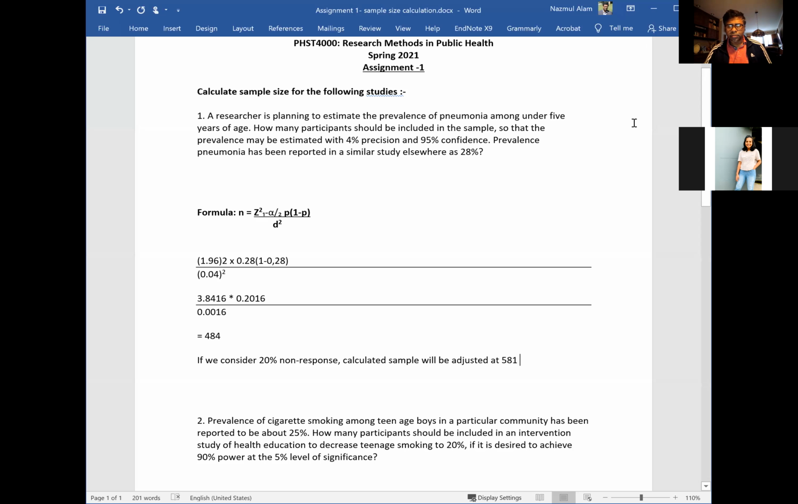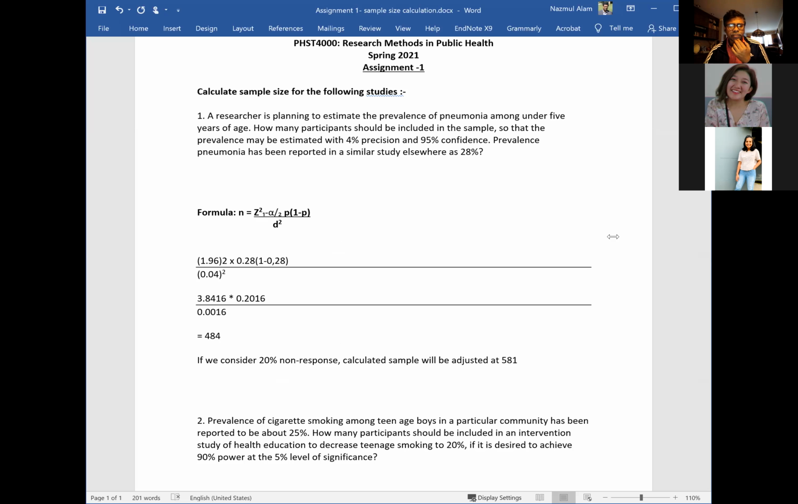Are we reducing the non-response or adding the non-response to the 484? Yes, you add the 20% non-response to the total. You add 20% as a non-response.